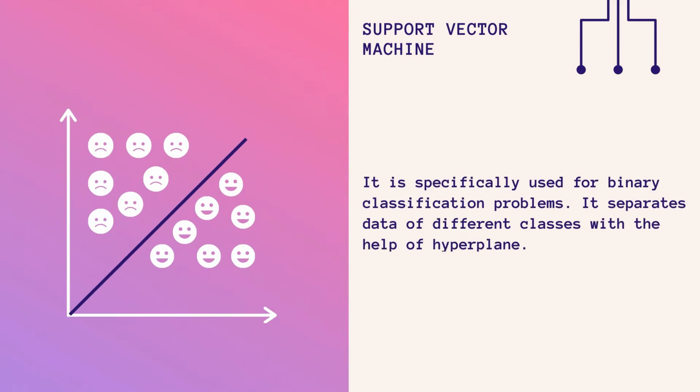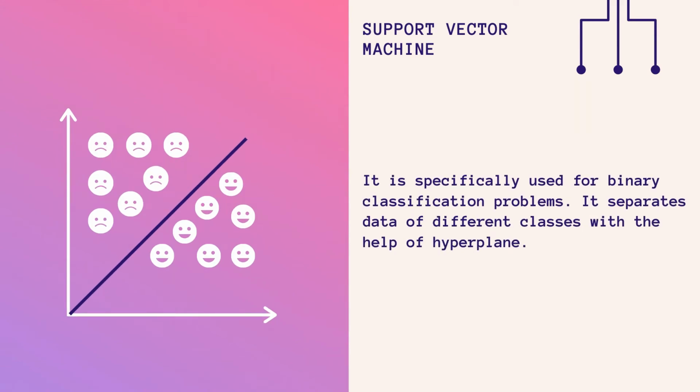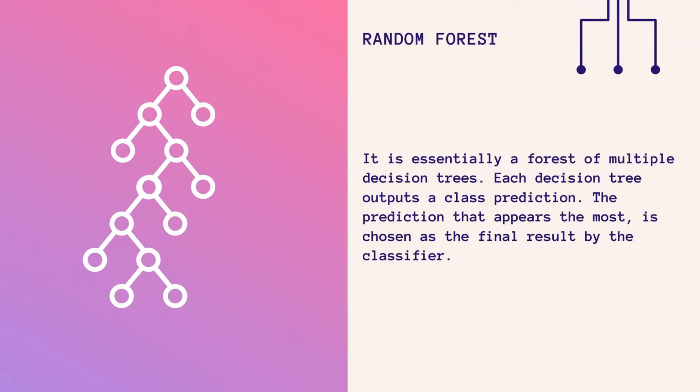Support vector machine. Support vector machine is a classification algorithm used specifically for binary classification problems. After analyzing the data, the support vector machine effectively creates a hyperplane that best separates the data points into two classes. Random forest. As the name implies, it is essentially a forest of multiple decision trees. Each decision tree outputs a class prediction. The prediction that appears the most is chosen as the final result by the classifier.